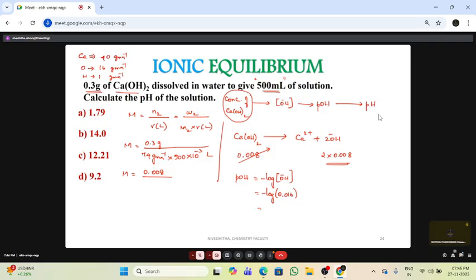0.016. So this can be written as 1.6 into 10 power minus 2, or you can have it as 16 into 10 power minus 3. Anything is fine. It's your wish, Kana. You can take it as 1.6 into 10 power minus 2 or 16 into 10 power minus 3, because we can solve log 16, and also we can solve log 1.6. Anything is fine.